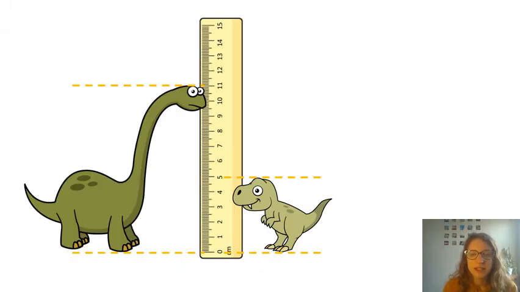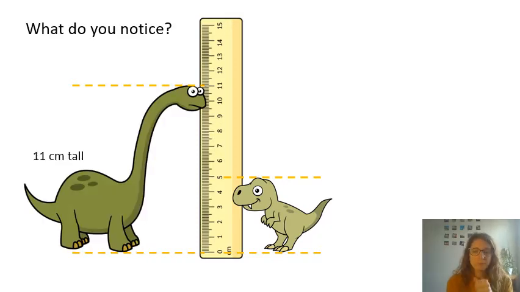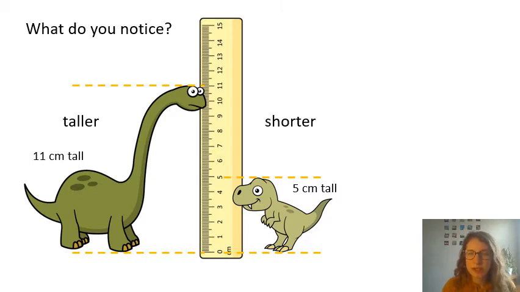What about these two then? So we're doing height rather than length here. So again, what do you notice? Okay, so our one on this side is 11 centimetres tall. But what about our T-Rex? How tall is he? So it's easier to see which one is tallest and compare them that way, but how tall is the T-Rex? He goes from 0 this time, making it a bit easier. So he's 5 centimetres tall. Okay, so one is taller and this one is shorter. So it's using that language to compare them. Bigger, smaller, short, taller, shorter, those kind of words.